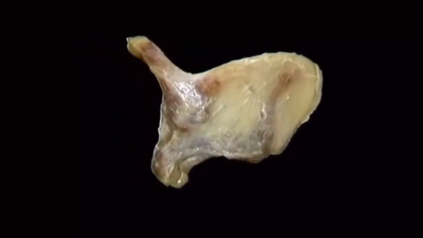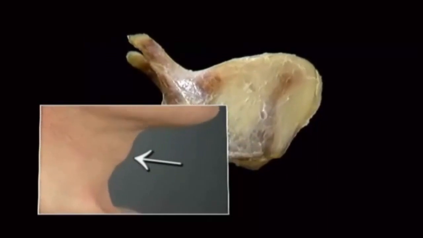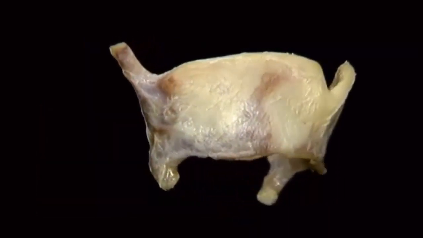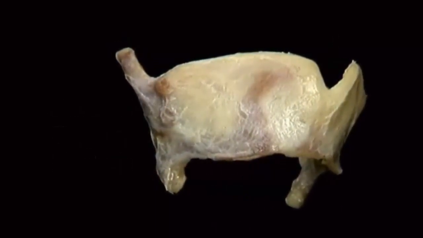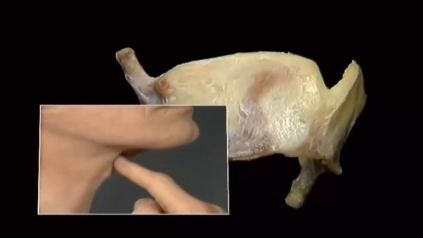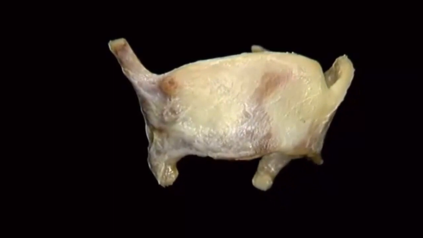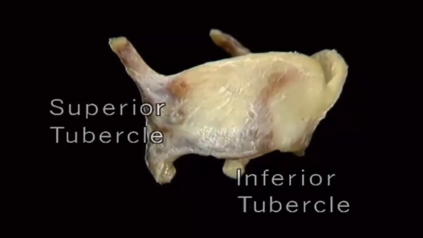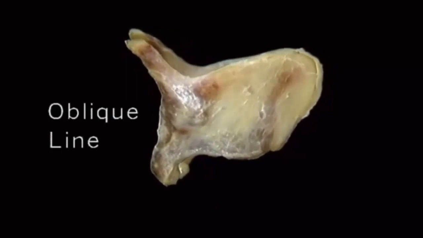In the male, the thyroid cartilage projects forwards, giving rise to the laryngeal prominence, also known as the Adam's apple. Above, the two laminae meet in a V-shaped notch, the superior thyroid notch, that's easy to feel, just above the laryngeal prominence. On the sides of the lamina are two projections, the superior and inferior tubercles. They're joined by this slight ridge, the oblique line, which is a major muscle attachment, as we'll see.